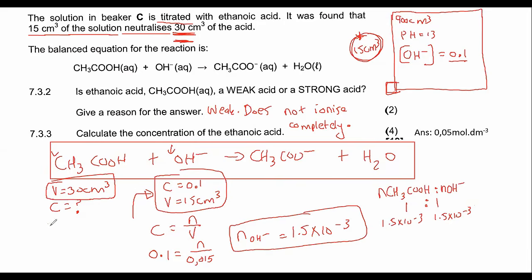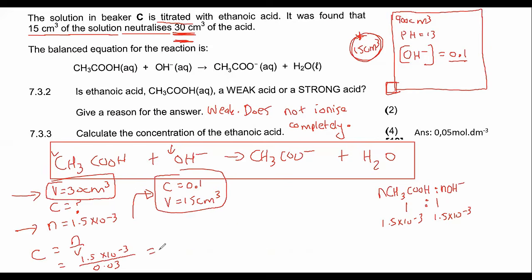So now all of a sudden, I have the moles of ethanoic acid. And so then I can combine these two now to give me the concentration by using this formula over here. And so that's going to be 1.5 times 10 to the minus 3 over the volume, which is 0.03. Remember, it must always be in decimeters. And so if we go calculate that now, we get 0.05 mole per decimeter.